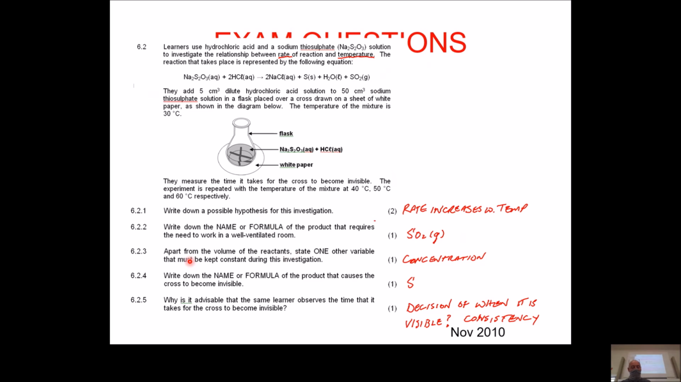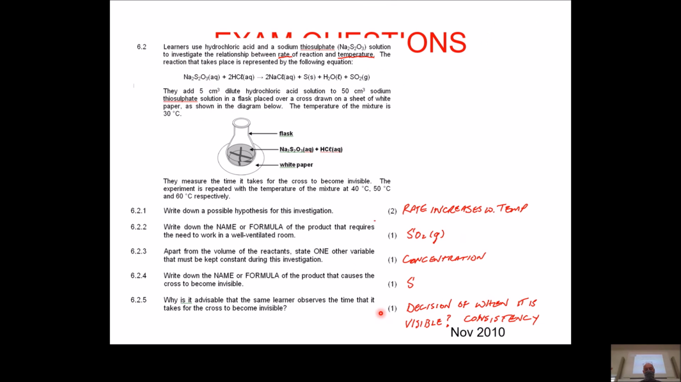Apart from the one other variable that must be kept constant during this, because you want to make sure it's a fair test, you've got to keep the concentration of the solutions constant. Sulfur is the stuff that's going to do it, and why is it possibly not going to be 100% consistent? When you decide when the cross is invisible, that's not necessarily going to be consistent. All right? So, actually quite easy questions.